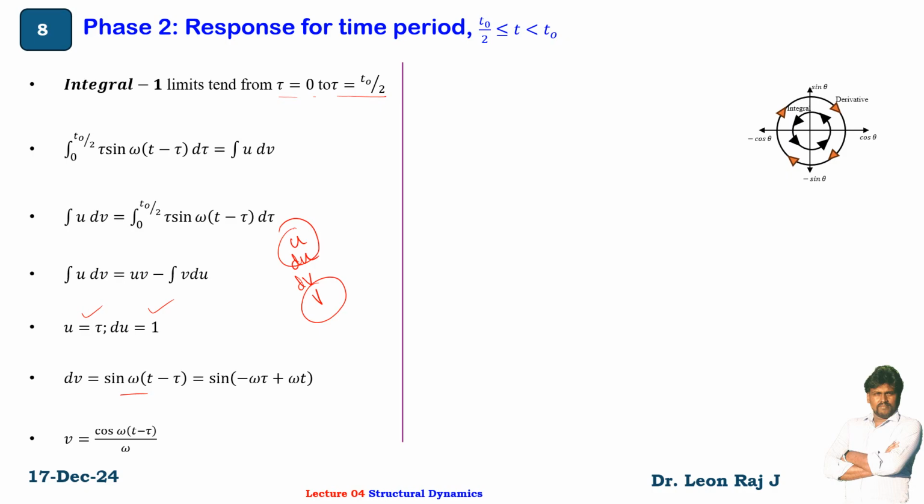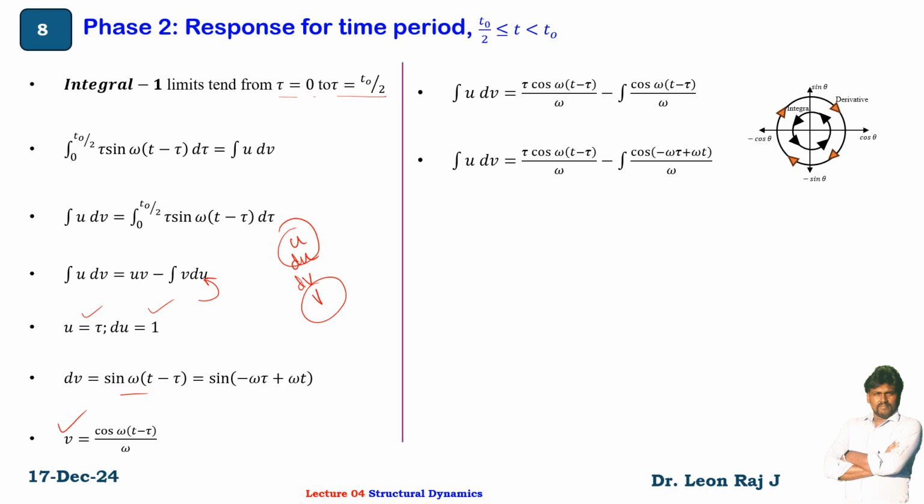So the integral of sine is minus cos. Already one minus is there, so minus minus gets plus, and you get v equal to cos(omega t minus tau) divided by omega. Just substitute this v into the u dv formula. You get tau cos(omega t minus tau) divided by omega, minus the integral of cos(omega t minus tau) divided by omega. So again, you have to integrate.